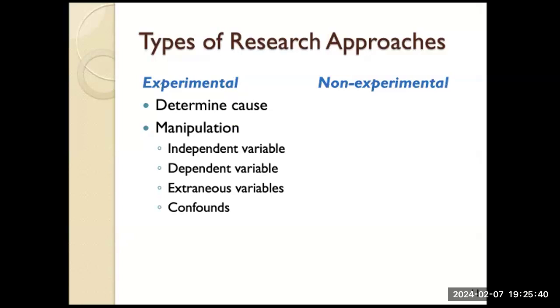It's the only type of research that has manipulation of the independent variable, right? You manipulate the independent variable, which is what you believe will cause an effect. The dependent variable is what you measure afterwards. So in an experiment, you have the independent variable that you believe is going to influence an outcome in the dependent variable. So you manipulate the independent variable, you measure the dependent variable.